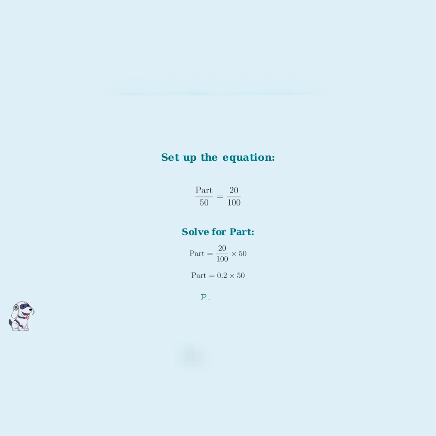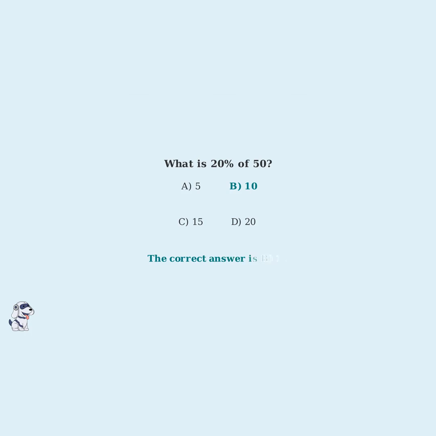Let's calculate this step by step. First, 20 divided by 100 equals 0.2. Then, 0.2 times 50 equals 10. Therefore, 20% of 50 equals 10. Looking back at our options, the correct answer is B, 10.